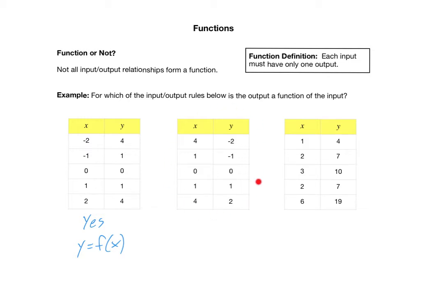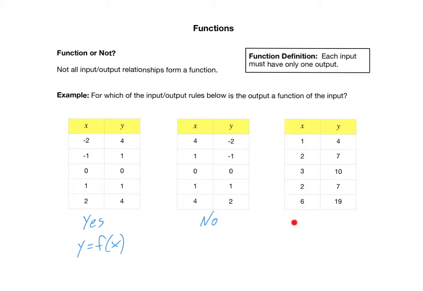Take a look at this input-output relationship. The input 4 has the output -2, but the input 4 also has the output +2. That input of 4 has two different outputs. That can't happen with a function. So you would not use function notation here. No, y is not a function of x in this case, so you would not use the function notation.